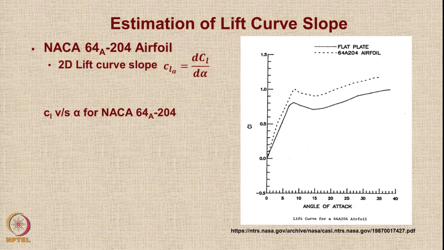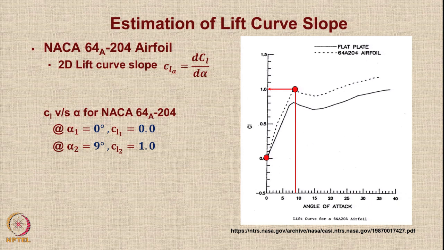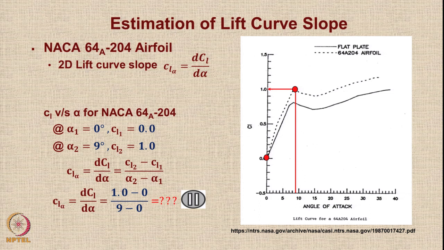So, from this figure we see that at angle of attack of 0, we have cl1 equal to 0, and at the angle of attack of 9 degrees, we have cl2 equal to 1. So, with these two points, if we want to get the linear lift curve slope, we just fit a straight line between these two points, and for that we can use a simple formula. cl alpha will be dcl by d alpha, that will be equal to cl2 minus cl1 divided by alpha 2 minus alpha 1. So, it turns out that cl2 is 1.0, cl1 is 0, alpha 2 is 9.0, alpha 1 is 0.